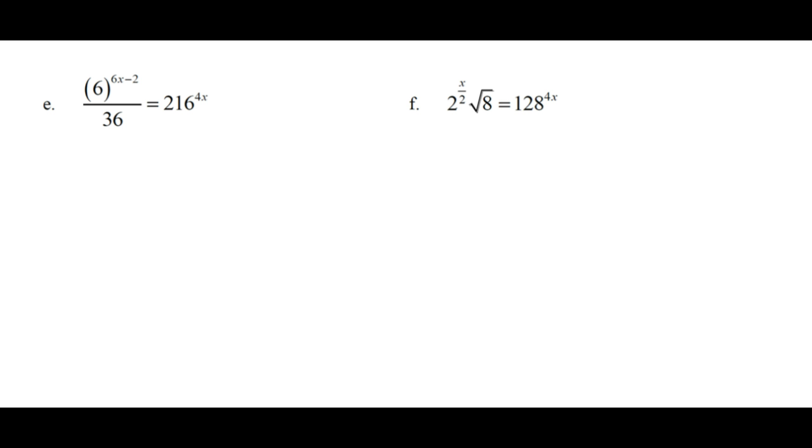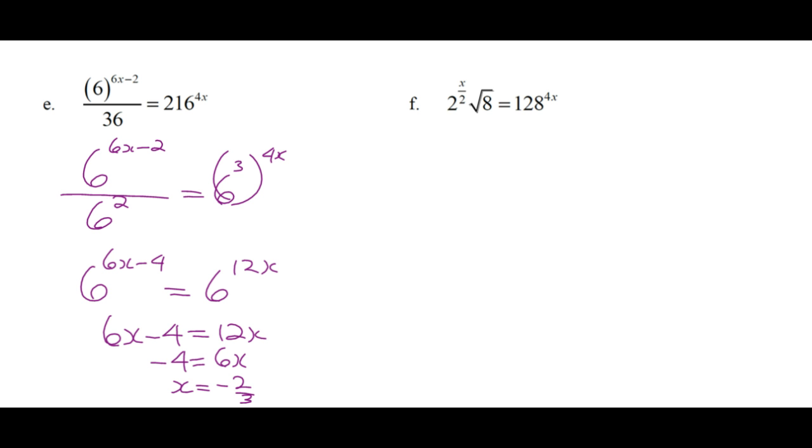Okay, give this a shot. Give it a try. You can do it. I will pause this. Okay, so we express with powers of 6, so the top just becomes 6 to the 6x minus 2. Bottom is 6 squared. To evaluate that, you're going to go 6x minus 2 minus 2, because you're going to subtract the power in the denominator. So you get 6x minus 4. Right side, 6 cubed, which is 216, to the 4x, gives you 6 to the 12x. Once we're at this line here, we simply equate the exponents and solve for x.